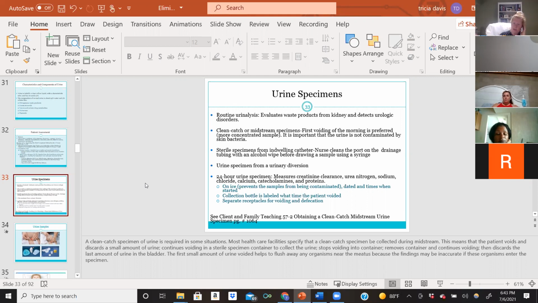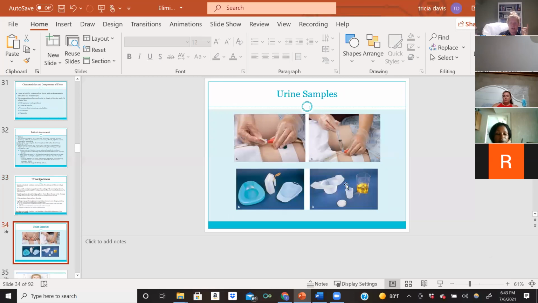We can do sterile specimens from an indwelling catheter. Nurses clean the port on the drainage tubing with an alcohol wipe before drawing a sample from the patient. So let's look at this slide. So this is the nurse.